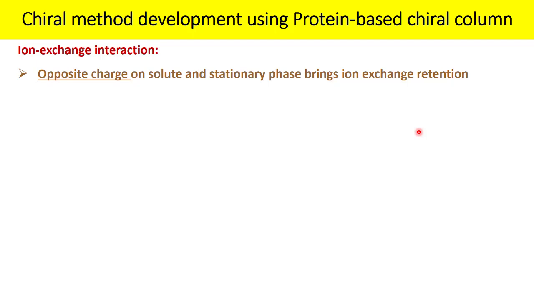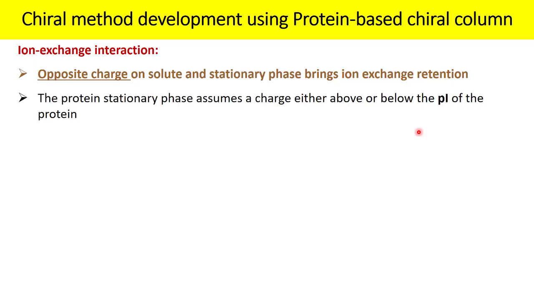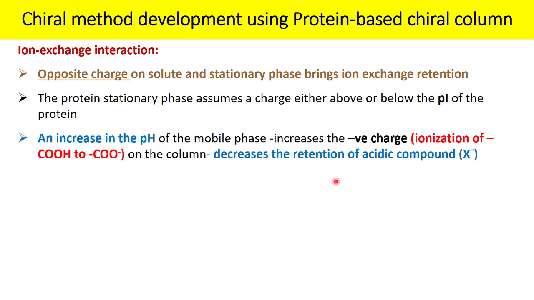And I hope you remember at what pH the protein molecule can have the net positive charge, and at what pH the protein molecule can have the net negative charge. It is totally dependent on the isoelectric point of the protein. If you don't remember, please go back, watch that portion of this video and then come forward. The protein stationary phase assumes a charge either above or below the pI of the protein. I talked about that, how above or below the pI this protein can have a net negative or net positive charge. Now I need your complete attention for this point of discussion.